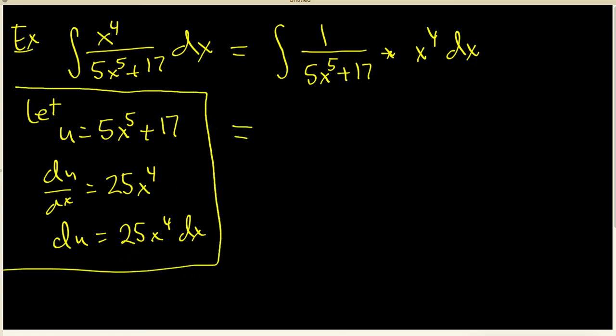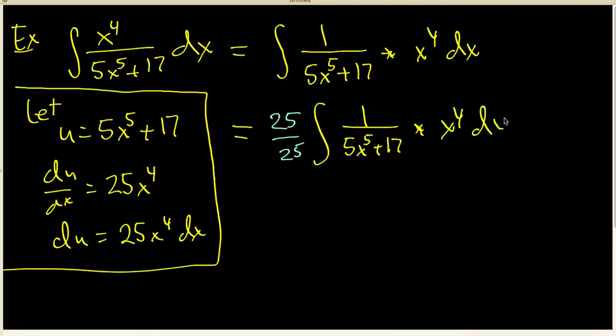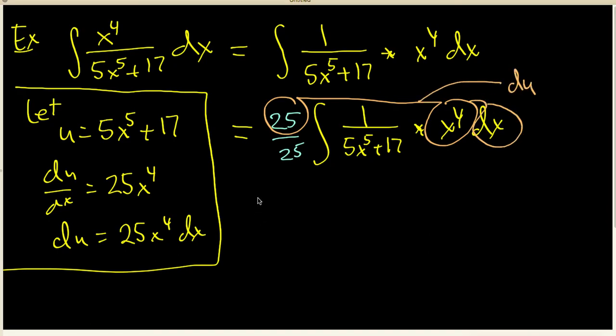I'm going to write that integral as 25 divided by 25 times the integral that I was looking at, and now I'm going to circle that 25, that x to the fourth, and this dx, and they're going to form my du. And what I've got left then is 1 over 25 times the integral of 1 over u times du. And I know how to do that particular integral.